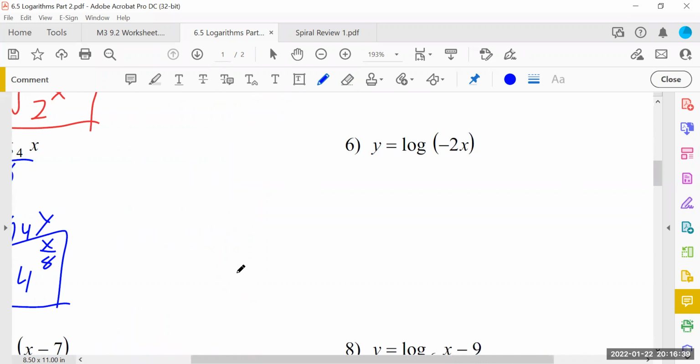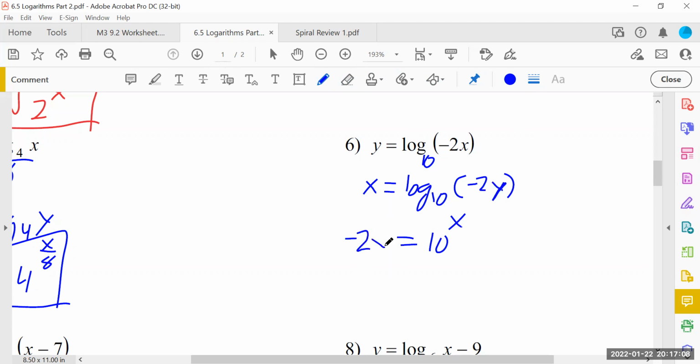This next one, the trick with this one is just remembering that this is a log base 10. As long as you remember that, we can switch the x and y. X equals log base 10 of -2x. 10 comes down, 10 to the x power equals, sorry, I did the same thing here. Should be a y. Let me switch those.